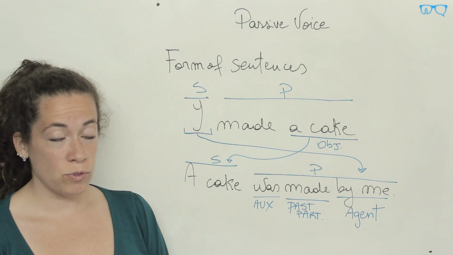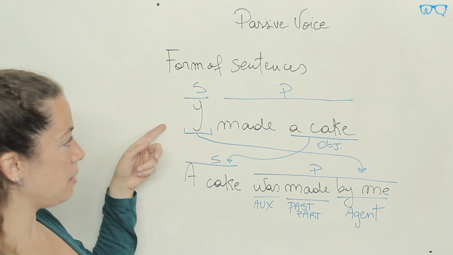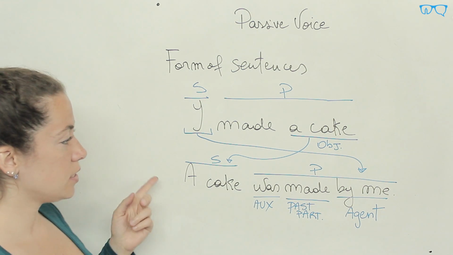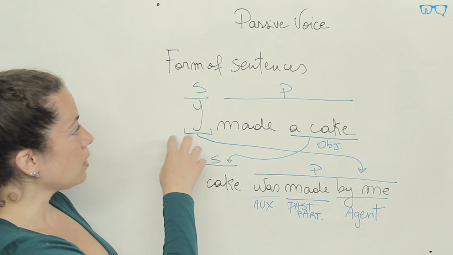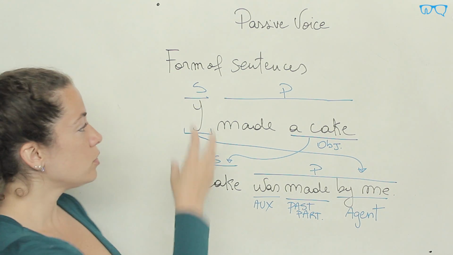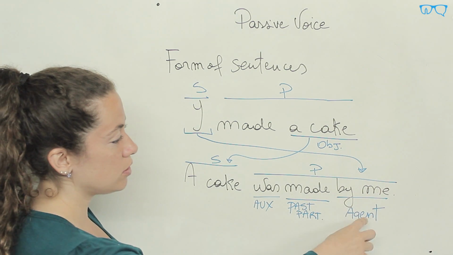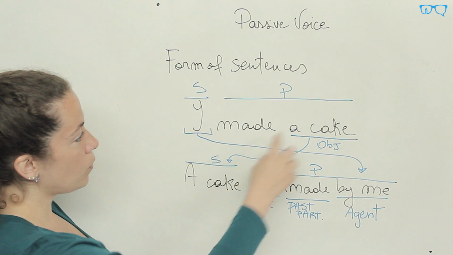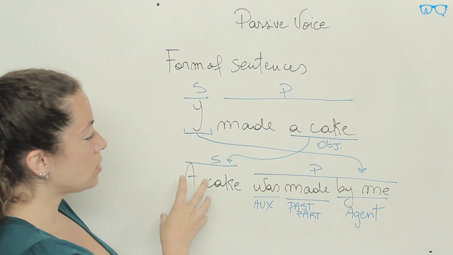As regards the forms of sentences, in this case, I'll show you an active sentence, "I made a cake," and a passive sentence, "A cake was made by me." What happens here? In English, the subject is an obligatory element. In the passive voice, we turn it into a non-obligatory element that is the agent, "by me." So the object in "I made a cake" becomes the subject.